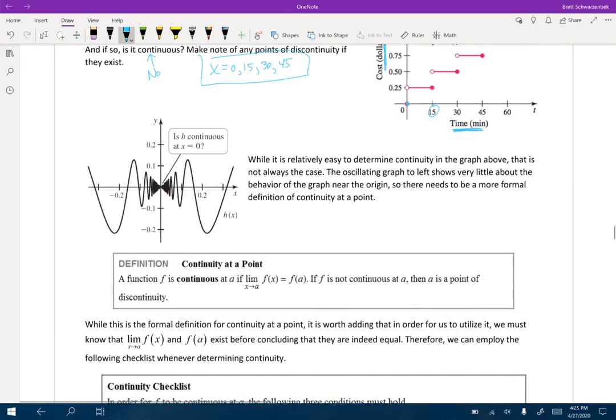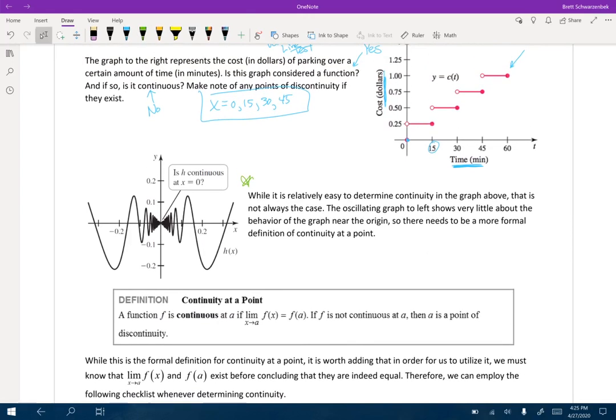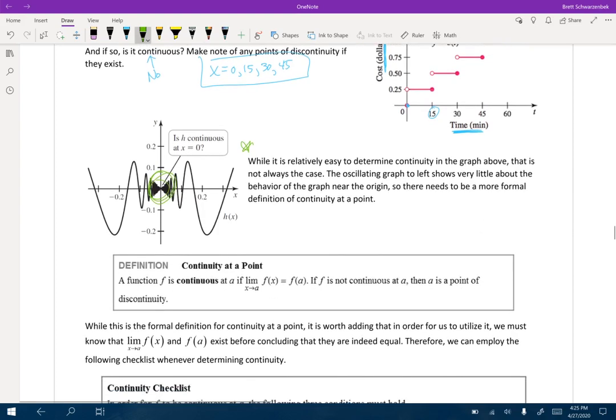Okay, so just reading on here. It says, while it is relatively easy to determine continuity in the graph above, that's not always the case. It says the oscillating graph to the left shows very little about the behavior around the origin, so there needs to be a more formal definition of continuity. So what does that mean? Well, if you kept zooming in on this area right here, we could guess that it's continuous at 0, but do we really know for sure? We could keep on zooming in over and over and over again, and we might never get to the point where we can actually see what's going on at 0 to know that it's continuous. So that's why we need a formal definition.